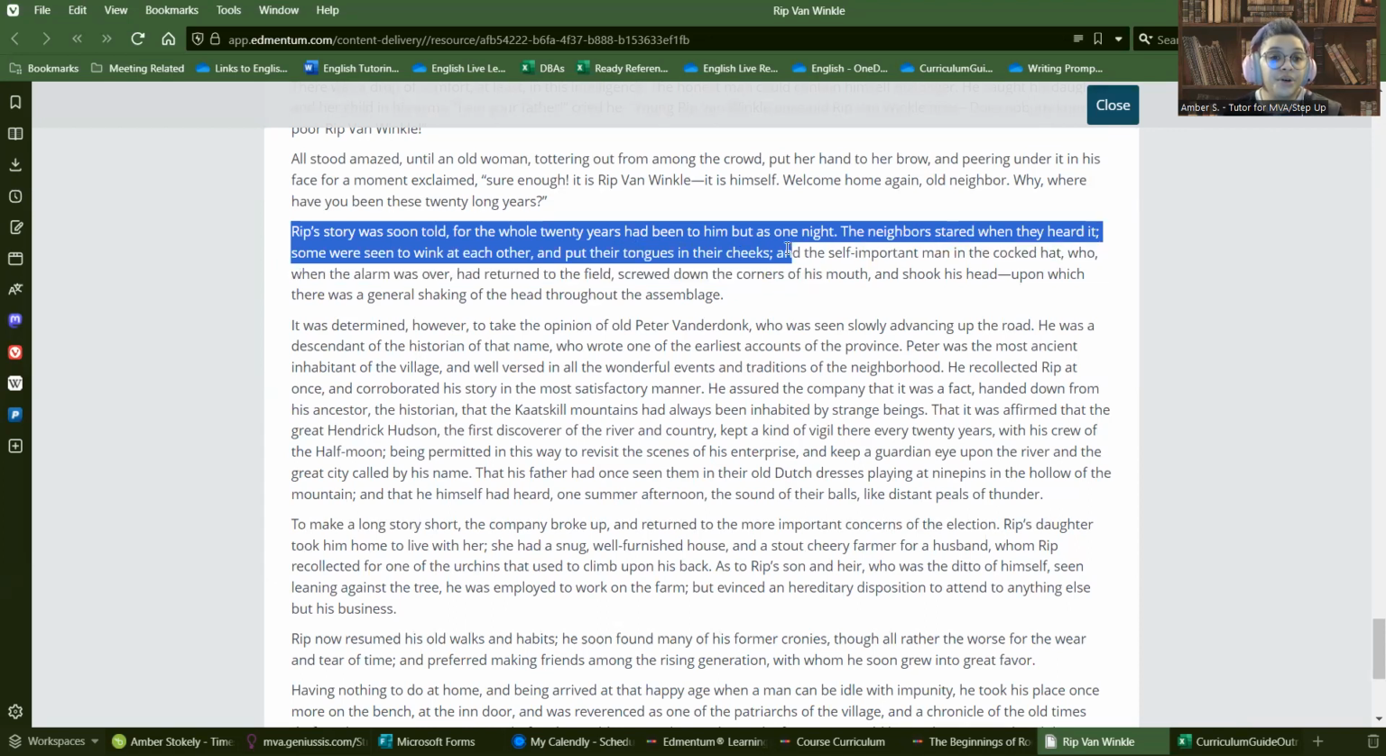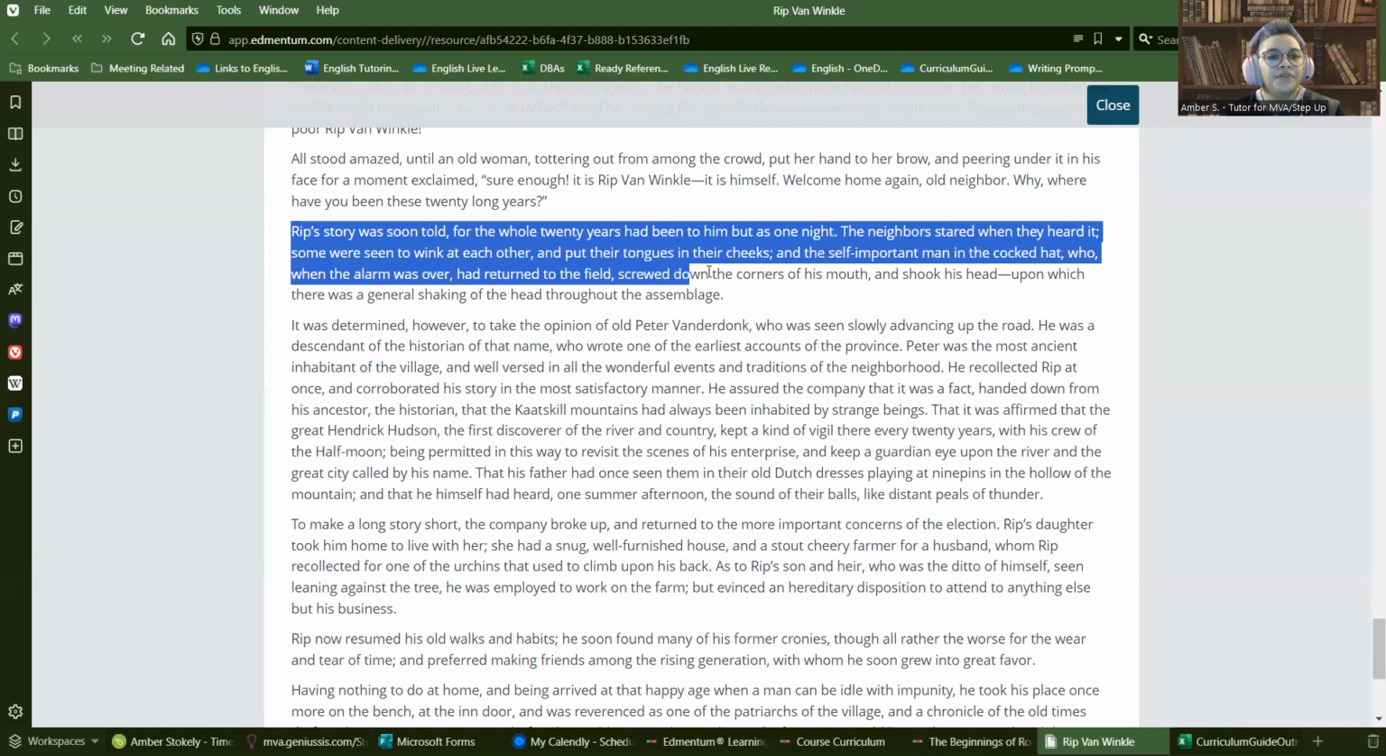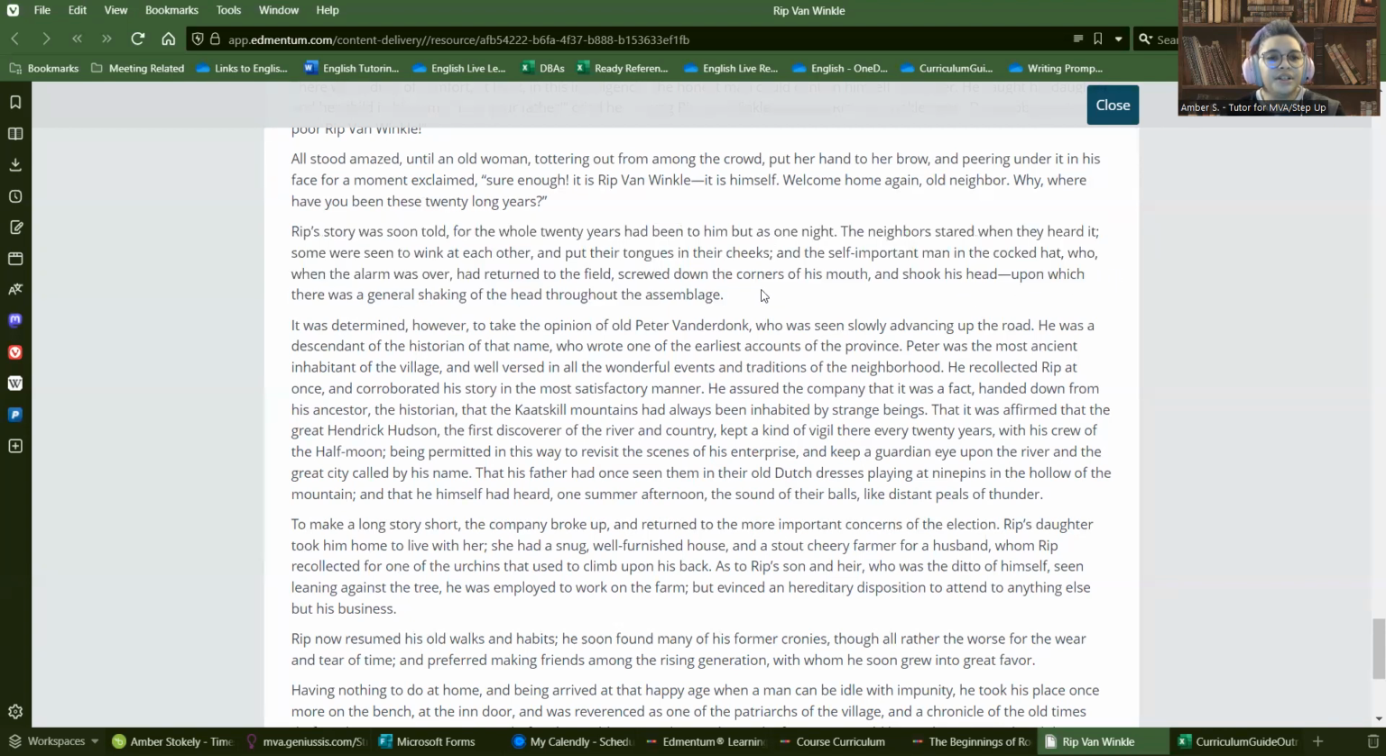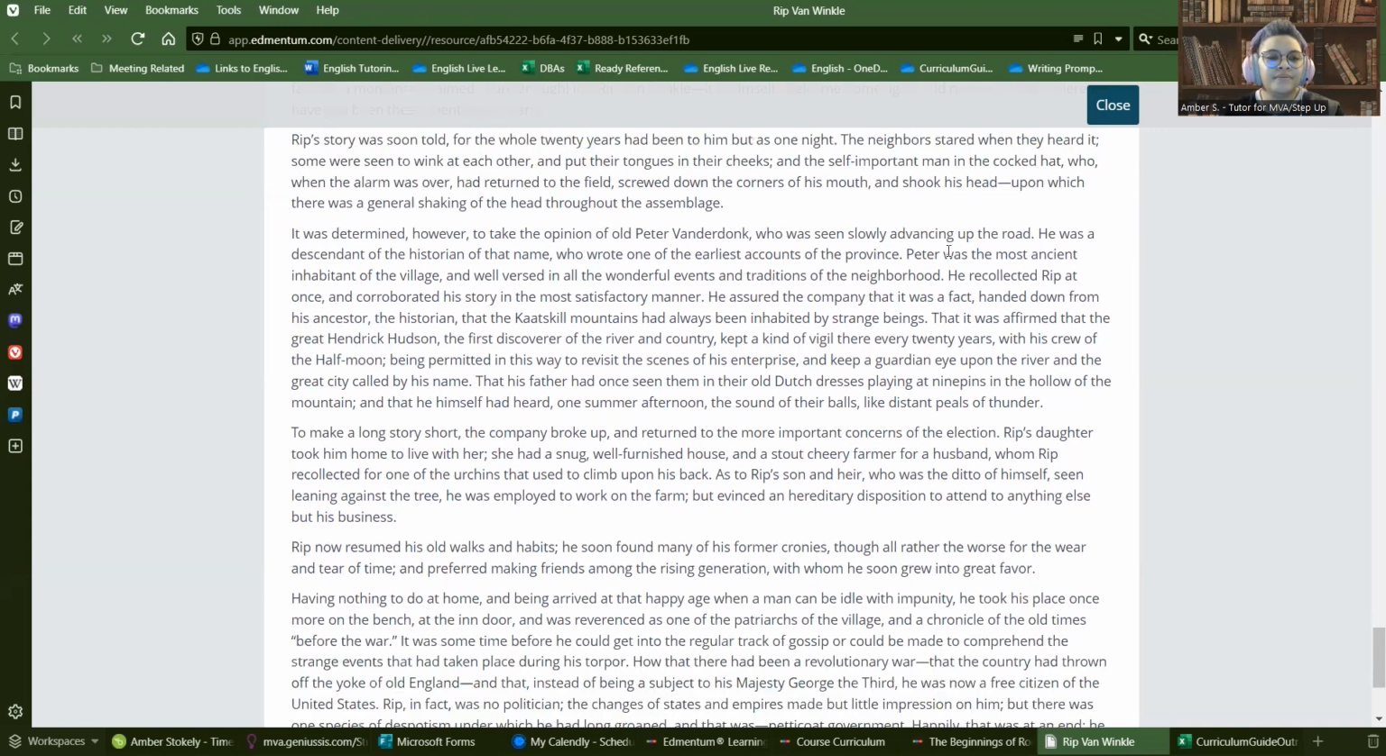So basically, some people don't believe him, right? So they're winking like, oh, sure, he means that, right? And the self important man in his cocked hat, who, when the alarm was over, had returned to the field, screwed down the corners of his mouth and shook his head, upon which there was a general shaking of the head throughout the assemblage. So basically, the man in the cocked hat, the one who's important, was like, mm-mm. And everyone else kind of agrees that it's not believable.